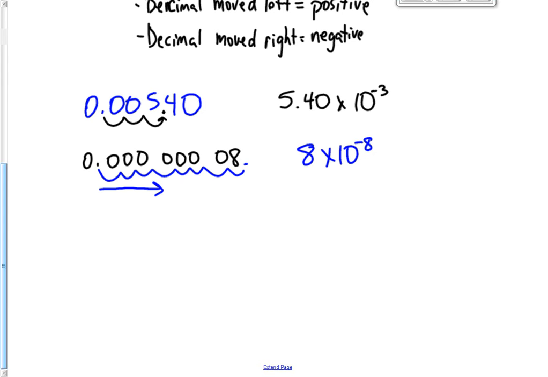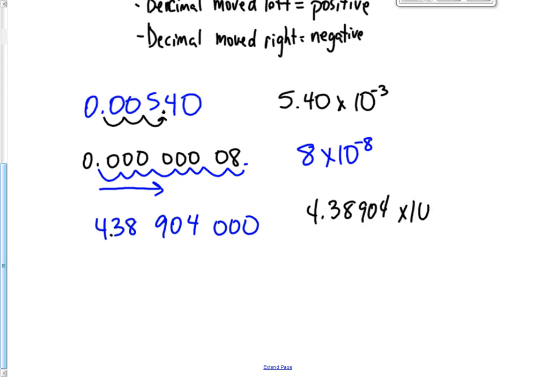Let's do one more, and then I'll discuss something with the answers. Last example here, we have 438,904. Actually, let's add some zeros just for fun. Okay. So we are going to put our new decimal between the 4 and the 3 over here to make our base number 4.38904. How many times did we have to move our decimal to get there? 1, 2, 3, 4, 5, 6, 7, 8, times 10 to the 8. And because we moved our decimal to the left, it's going to stay positive. So 4.38904 times 10 to the 8 is our answer.